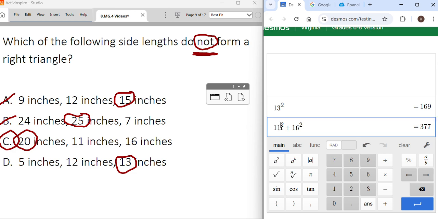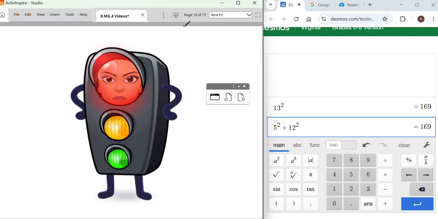13 squared, because that would be the longest, the hypotenuse. Then we would replace this with, if I can make my calculator do what I want it to, a 5 squared and a 12 squared. Those two also match, which is not what we want, so that one doesn't work either. And we're through with that one.